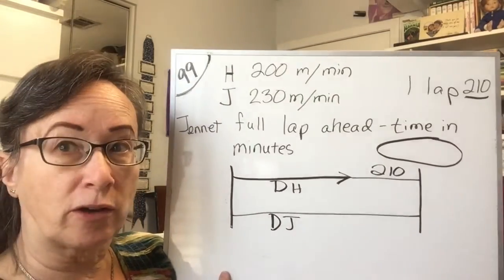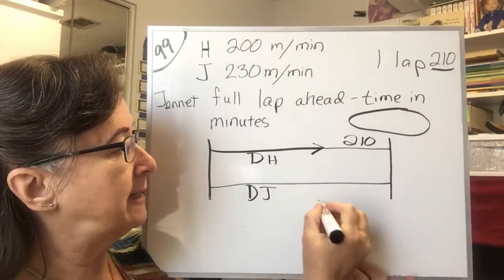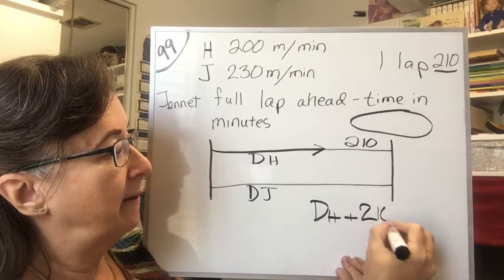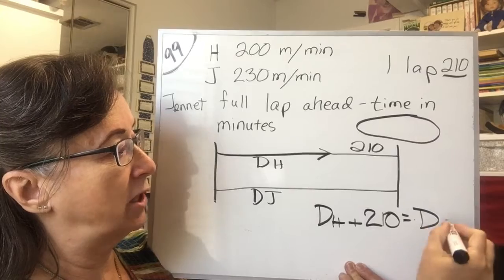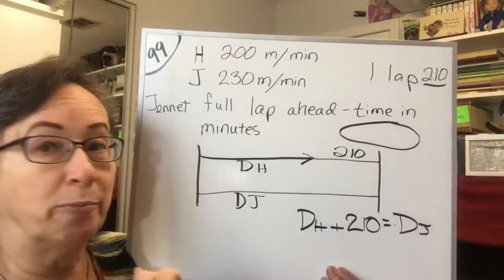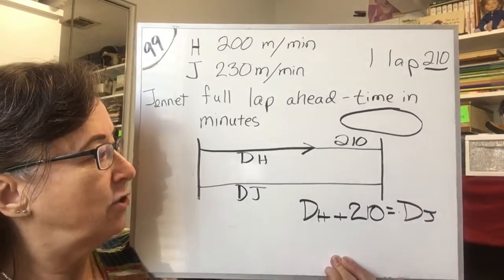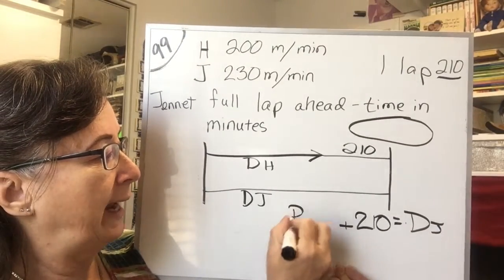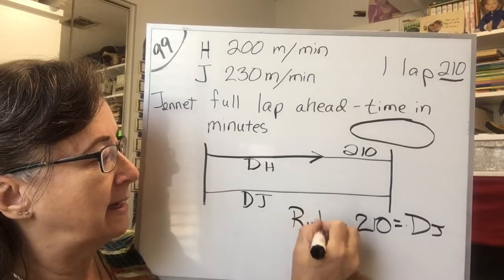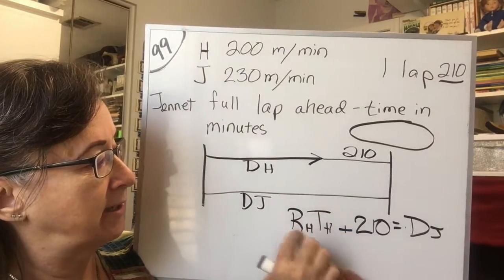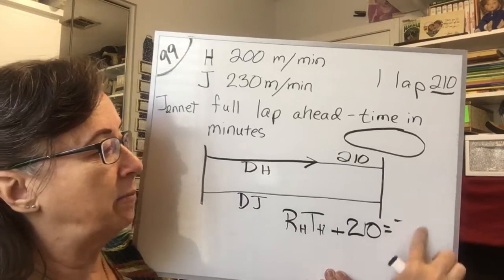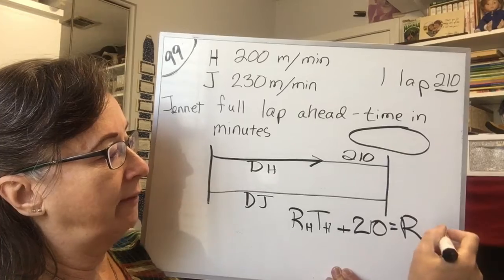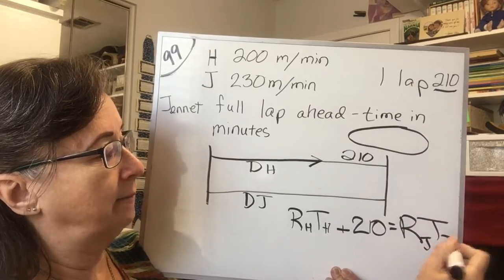So this is the picture of what we're looking at. So we're going to say distance Harry plus 210 is distance Jeanette. Okay, so now we remember distance is rate times time. So we can take out the DH and put rate of H and time of H, because distance is rate times time. And we can do the same thing over here, and we'll put rate of Jeanette and then the time of Jeanette.